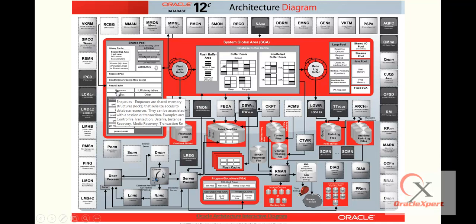Then you have enqueues. Both enqueues and latches are locking mechanisms used by Oracle. When activities cannot be performed in parallel and you need to serialize access to certain control structures, you use enqueues and you use latches. Enqueues are shared memory structures, kind of locks, that serialize access to database resources. They can be associated with a session or a transaction.